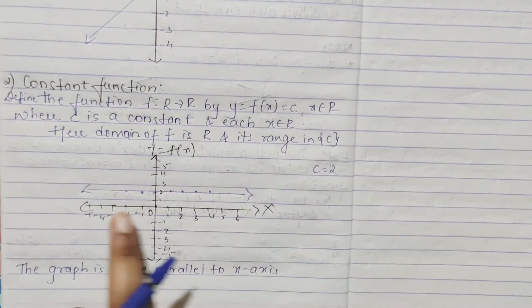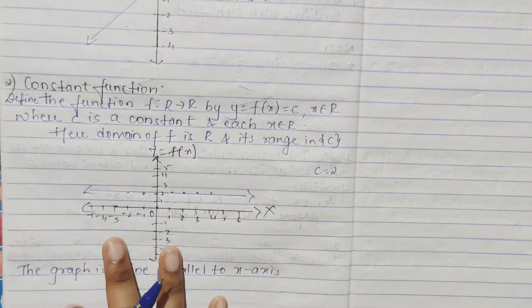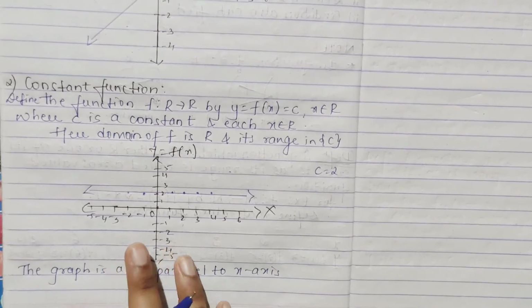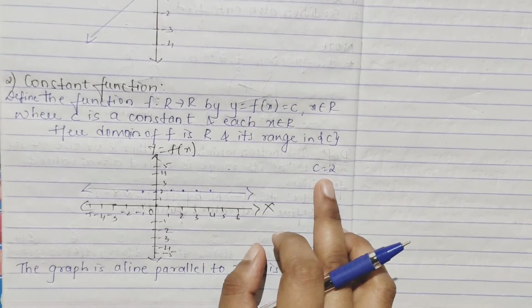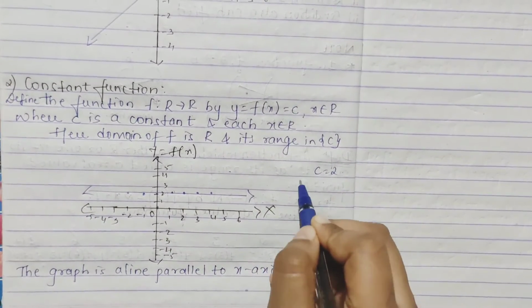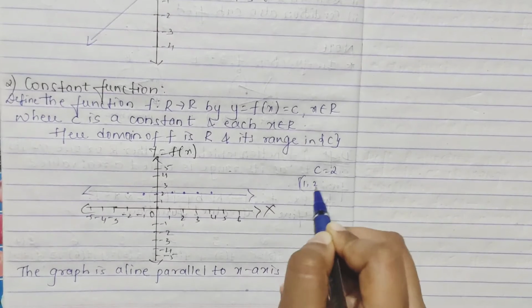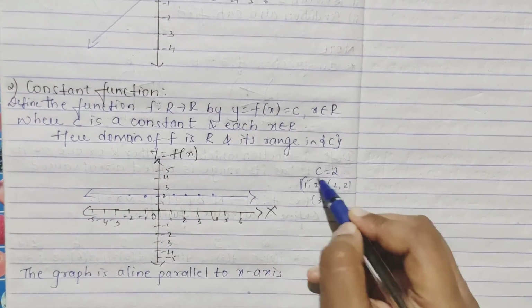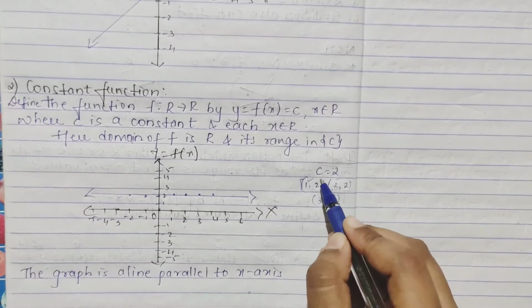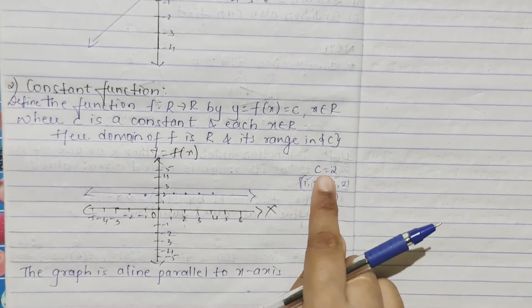So in this, the domain of f will be R, the real numbers, but the range will be only one term. Because for example, if x is 1, you are getting 2. If it is 2, you are getting 2 only. If it is 3, you are getting 2. So the domain is all real numbers, and the range will be whatever the constant term is.